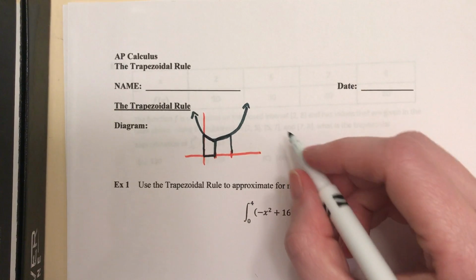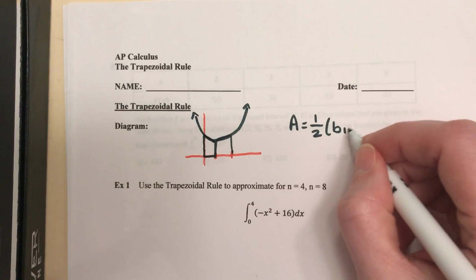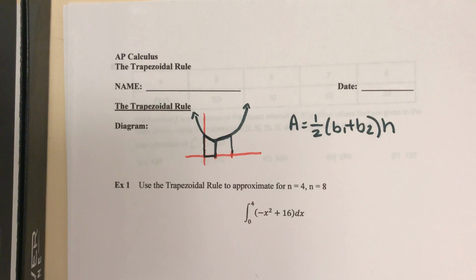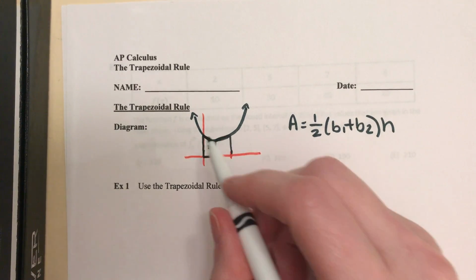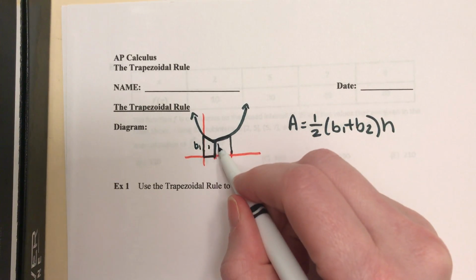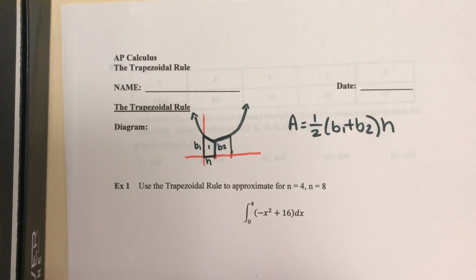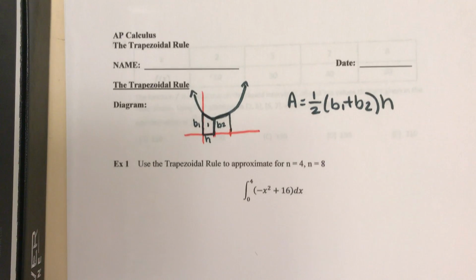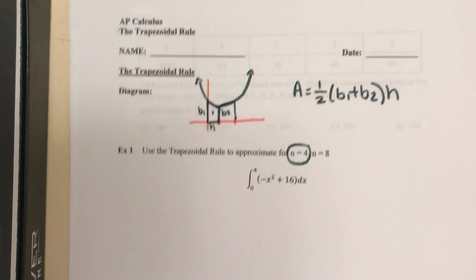So we just need the area formula for a trapezoid, which is 1/2 base 1 plus base 2 times the height. Now on a trapezoid, if I just look at this first little trapezoid here, base 1 and base 2 are the parallel sides, and the height is the perpendicular distance in between. So we're going to try an example here, and we're just going to do, for number 1, n equals 4. So we're just going to do 4 trapezoids.